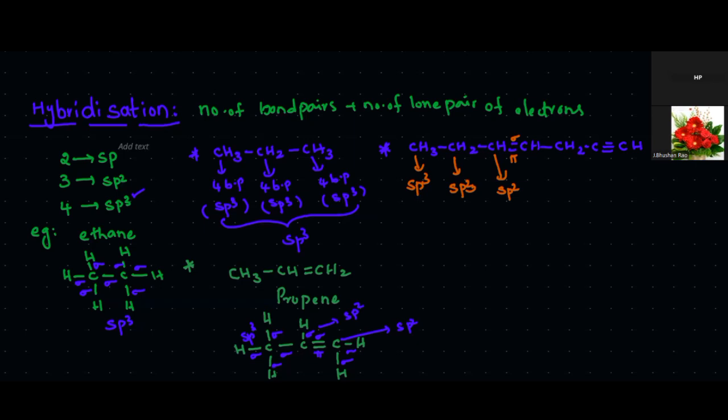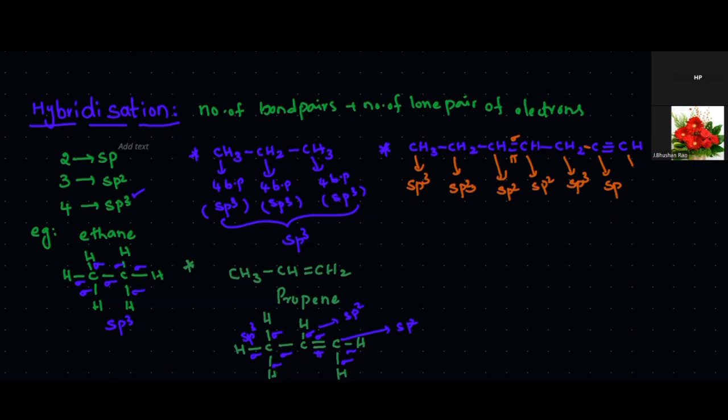Then this middle carbon has 2 hydrogens and 2 bonds to adjacent carbons, totally 4 bond pairs, so this one is an sp3 hybridized carbon. Then this carbon has a sigma bond, here also 1 sigma, and the remaining 2 are pi bonds only. So completely here this one has 2 bond pairs only. So it represents sp hybridized. Again here also this carbon is sp hybridized.